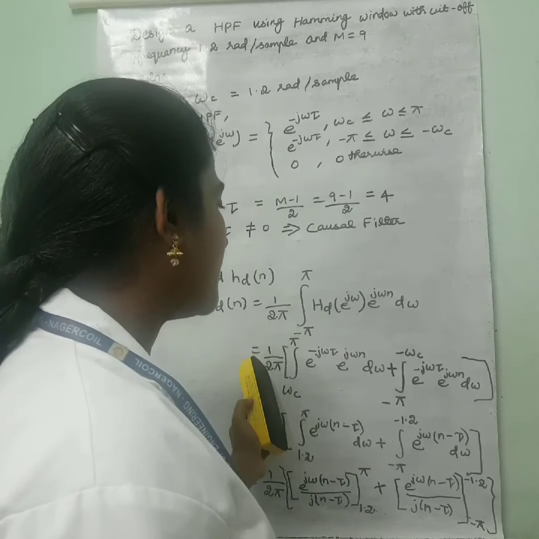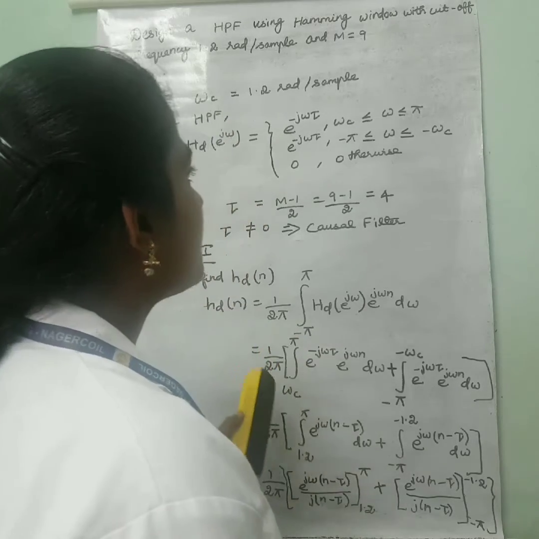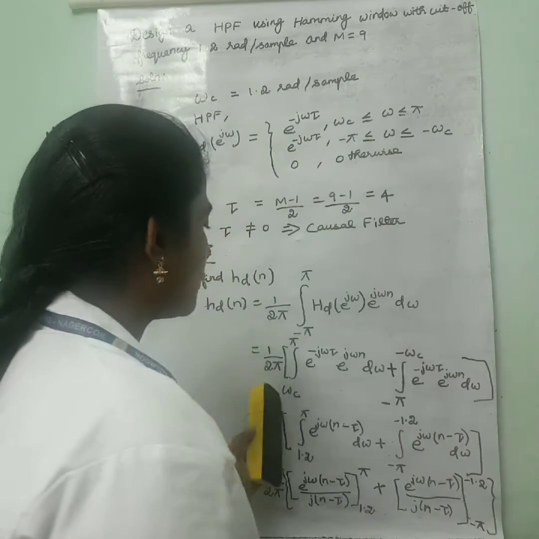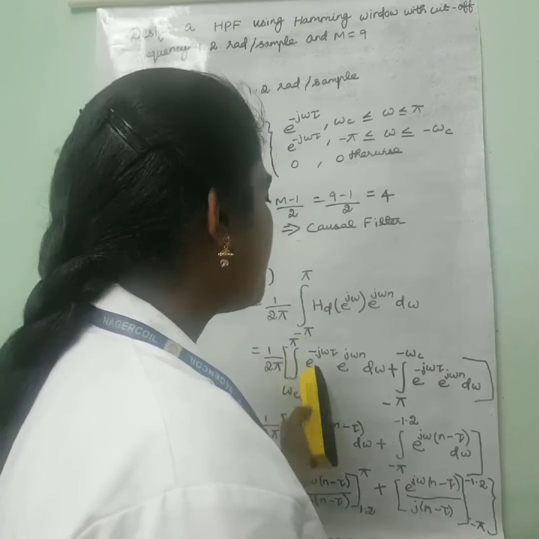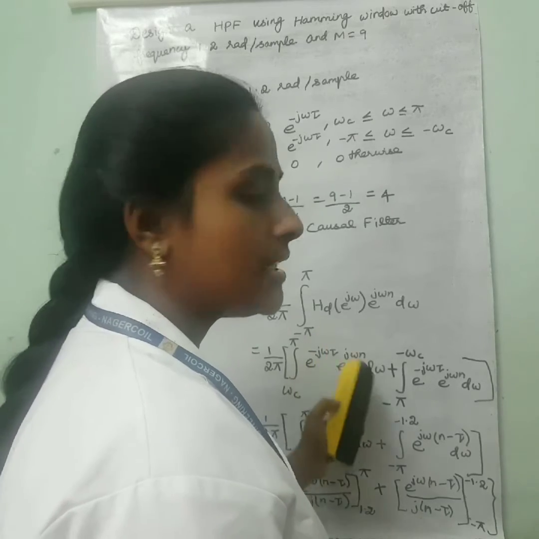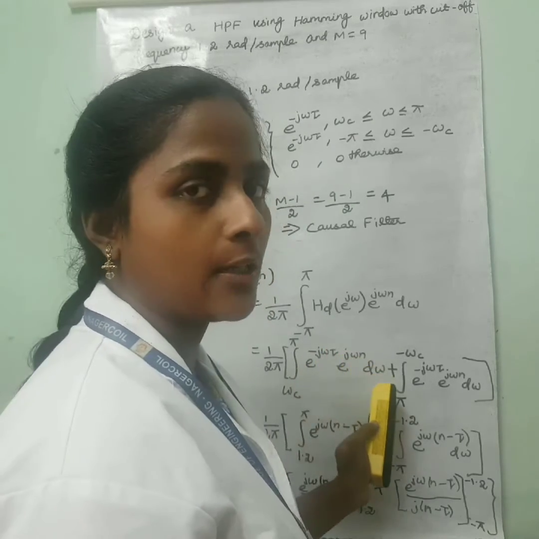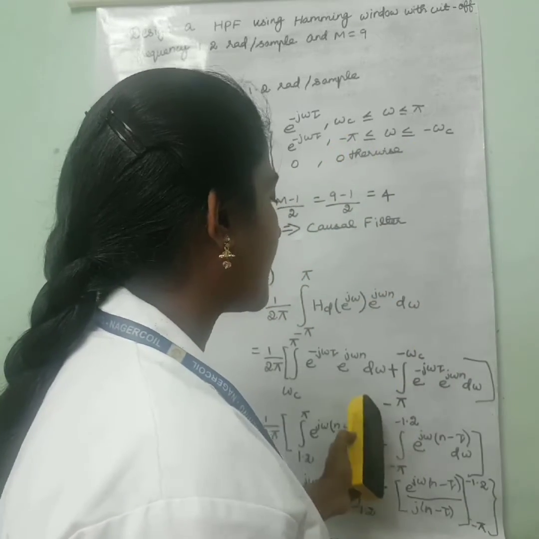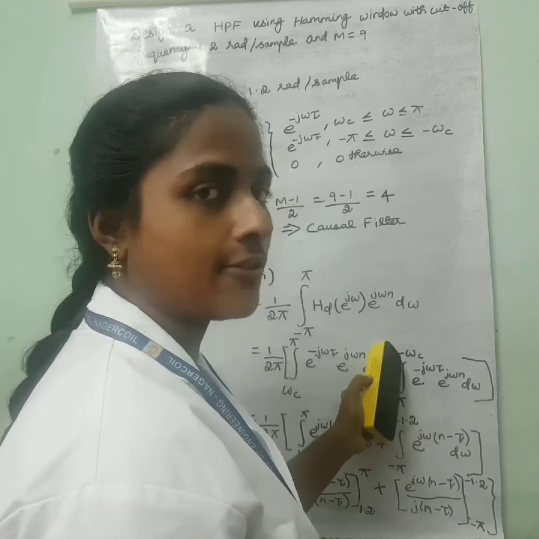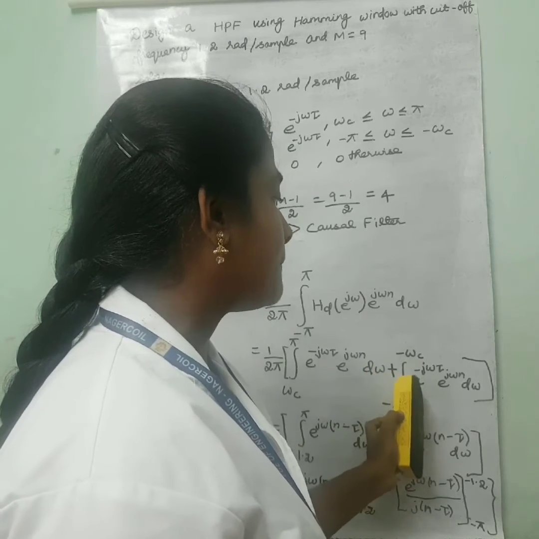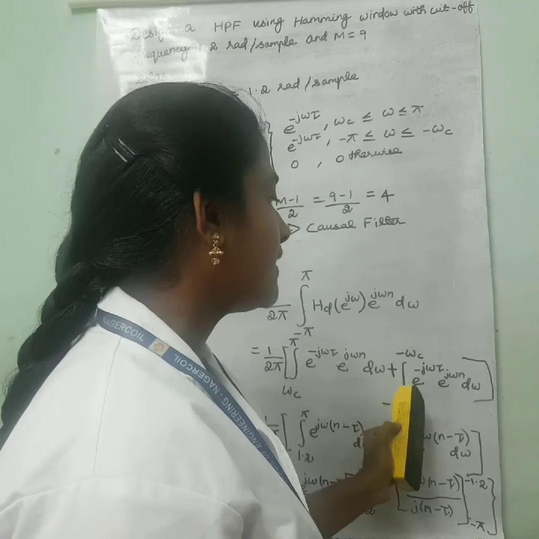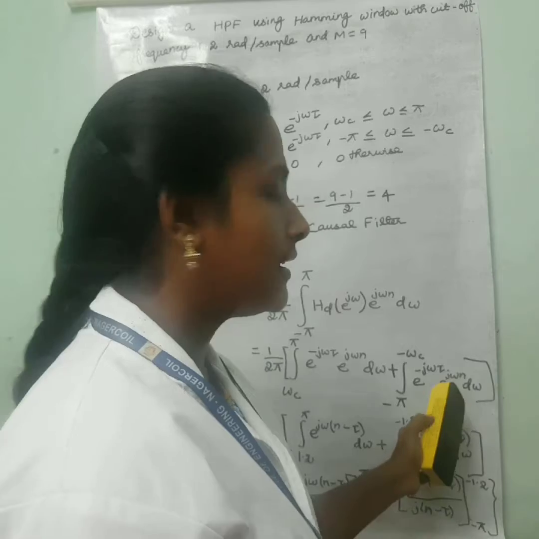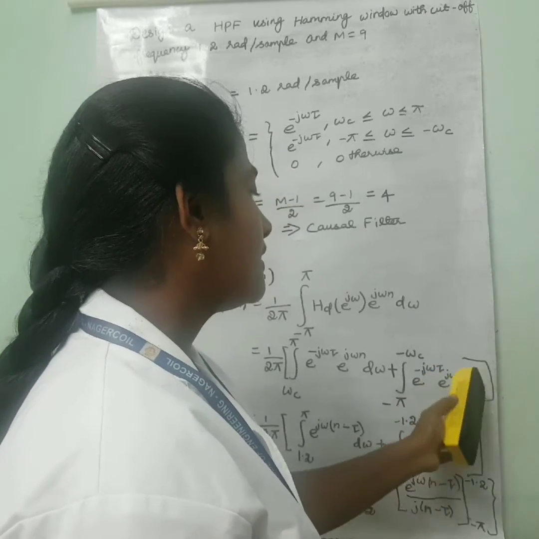So that is equal to 1 by 2 pi into integral, first limit is omega c to pi, into e power minus j omega tau into e power j omega n into d omega. Second limit is minus pi to minus omega c, the function is e power minus j omega tau into e power j omega n into d omega.